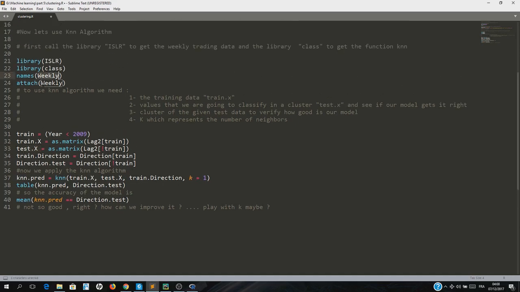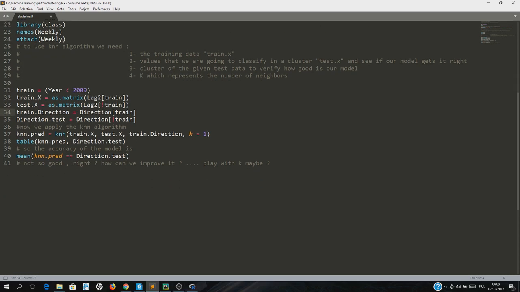By the way, this is the Weekly data, not exactly the same data we had last time. Yes, the same structure, but not exactly the same data, because last time I think the newest year was 2005. It was from 2001 to 2005. There was no 2009. So be careful about that. We take the directions of our training data and the directions of the test data. Then let me give that to R. Then we're gonna go to the next.